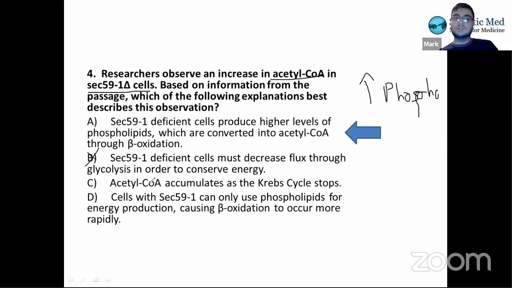which leads to accumulation of acetyl-CoA, but that's like 7 steps away when you have the answer just 2 steps in front of you. So it wouldn't be C. Hopefully that explanation made sense.